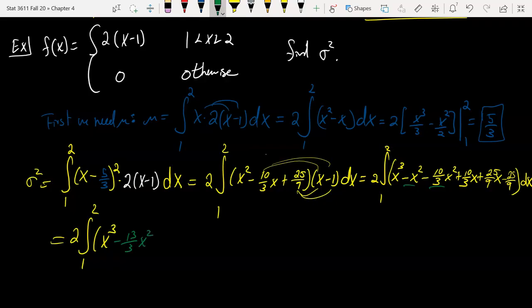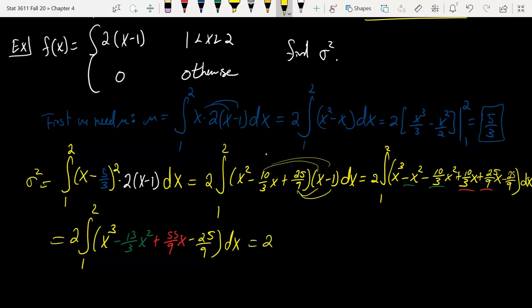X squared. And then what do we have for x? I have 10/3 plus 25/9, and as a fraction, that should be 55 over 9 x. And then that's just minus 25/9 at the end there. Just gotta be careful. Hopefully we didn't make any arithmetic or algebra mistakes. Now we're ready for the antiderivatives.